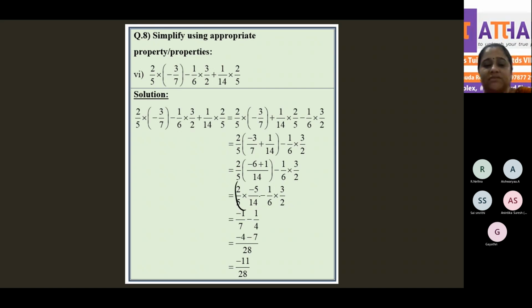Within this product, you can cancel. Within this product, you can cancel. So when you simplify this, 5 and 5 gets cancelled. 2 ones are, 2 sevens are. So minus 1 by 7. And here, 3 ones are, 3 twos are. So 1 by 4. Then take the LCM and get the final answer. Yeah, right on, children. Finish writing now. Write down, children.